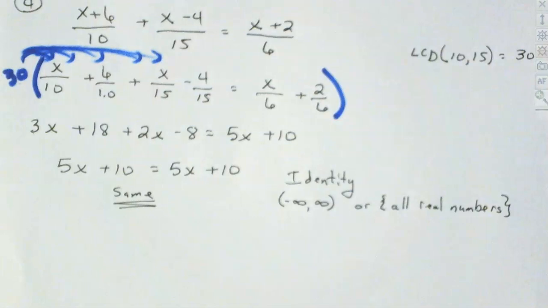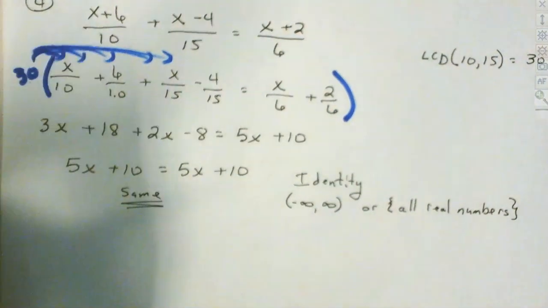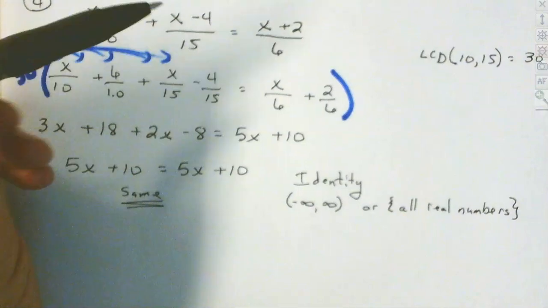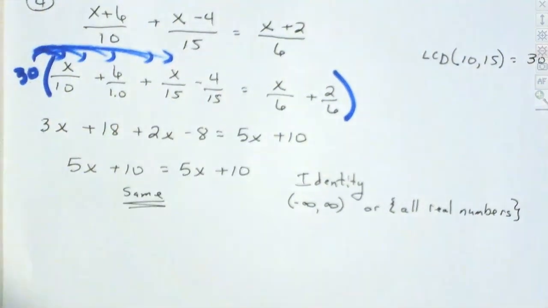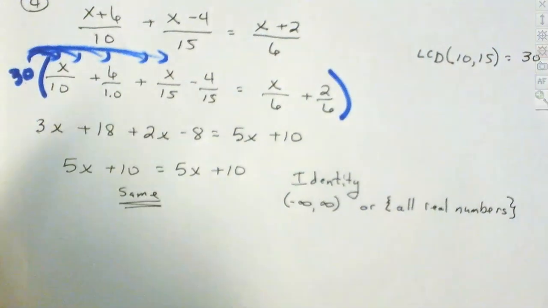So there's going to be one just like this on your final exam, different numbers. Instead of it being a 10, it might be a 5. Instead of it being a 15, it might be an 18. Instead of it being a 6, it might be a 2. But they're going to look almost exactly the same. You're going to solve it the exact same way.